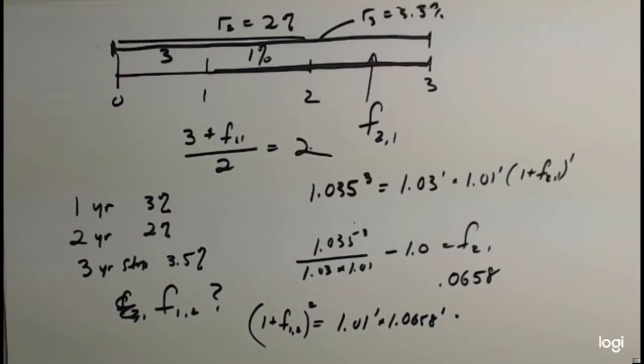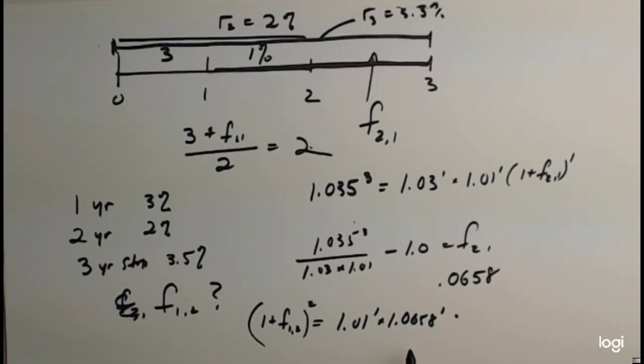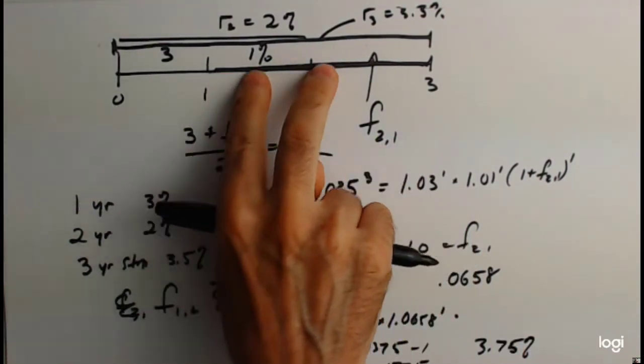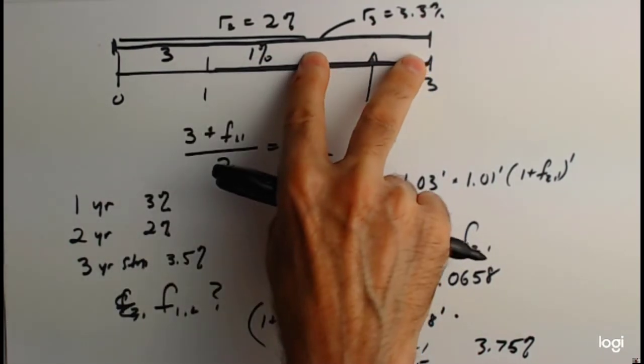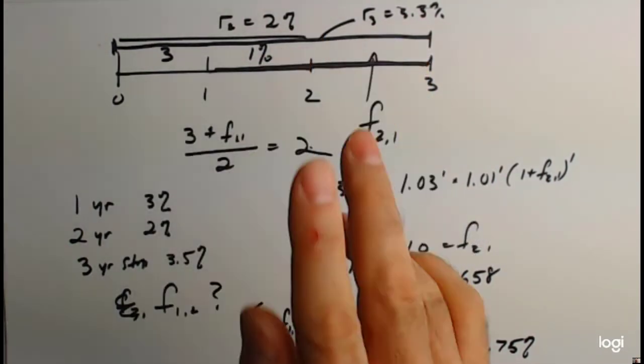And so how do you solve that? Well, multiply these together and take the square root. When you multiply these together and take the square root, you're going to get 1.0375, and then subtract 1, and you get 0.0375, which is 3.75%, the interest rate that you're going to get here and then here. And on average, 3.75% for that 2-year period.